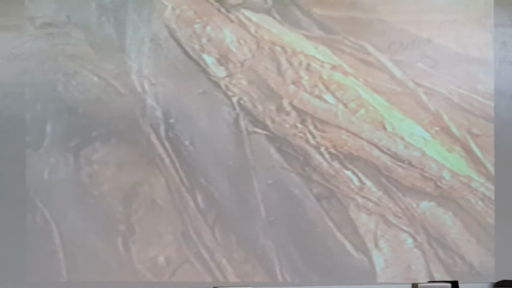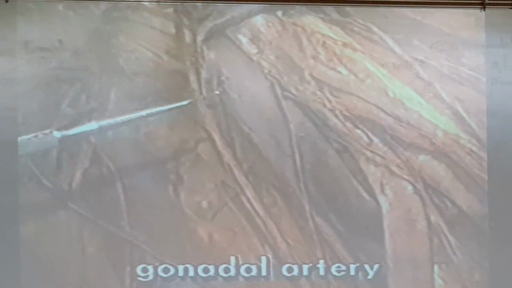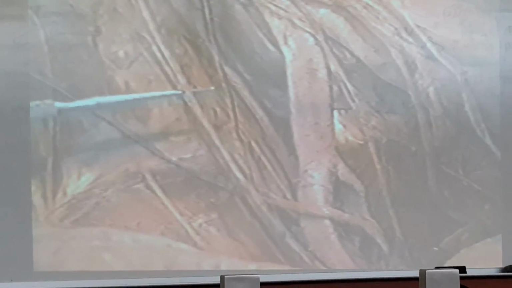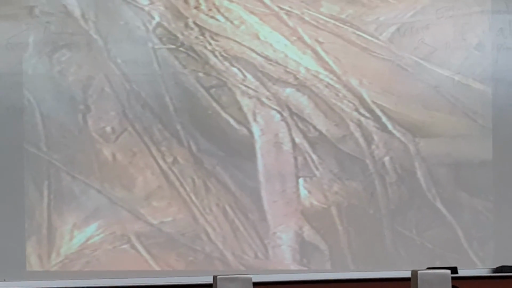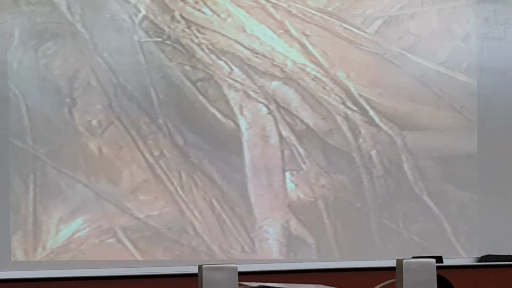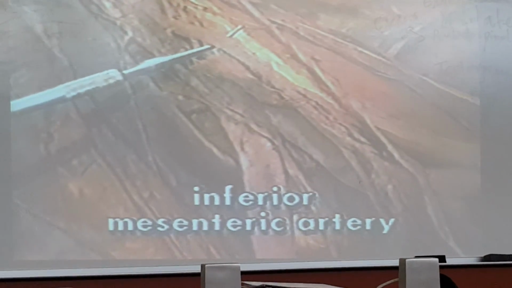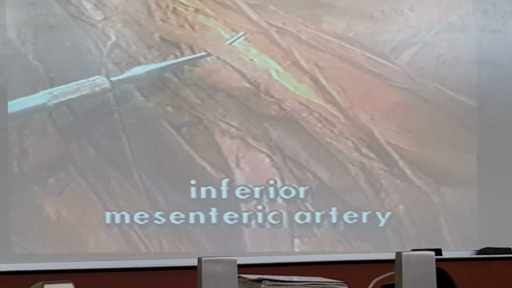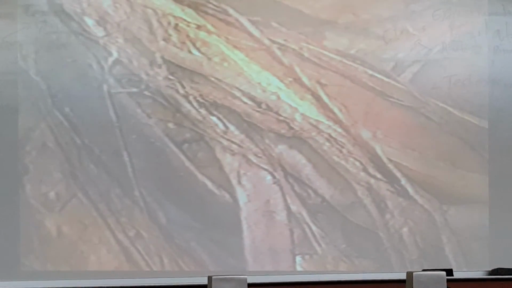The paired gonadal arteries arise below the origin of the renal arteries from the aorta. They travel inferiorly to the testes in the male as the testicular arteries, and to the ovaries and uterine tubes in the female as the ovarian arteries. Another unpaired aortic branch is the inferior mesenteric artery. It furnishes arterial blood to the distal half of the large intestine, the portion not supplied by the superior mesenteric artery.